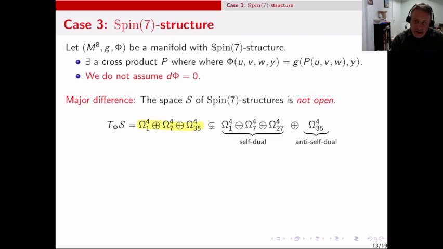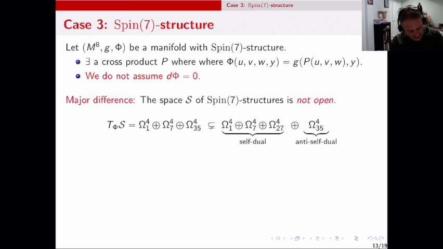These are the irreducible summands of the space of 4 forms with respect to the decomposition into spin 7 irreducible representations. The space of all 4 forms has 4 components in it. The self-dual breaks up into 3 pieces, and the anti-self dual is irreducible. And the tangent space to the space of spin 7 structures is these 3. So that means that if you start at a spin 7 structure and you move in this direction, you are not going to be a spin 7 structure, okay? Even to first order. I'm not going to define what these spaces are. It's not important. For the experts, you know exactly what they are.